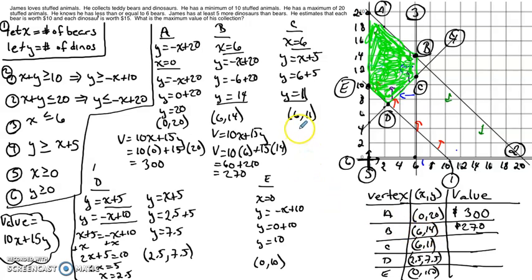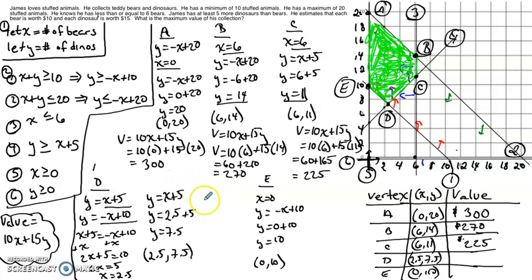Let's keep going. So V equals 10x plus 15y. V equals 10 times 6, because x is 6, plus 15 times 11, which is going to give us 60 plus 165, which is going to give us 225. So at vertex C, the value of his collection would be $225. We have 2 more points to look at.